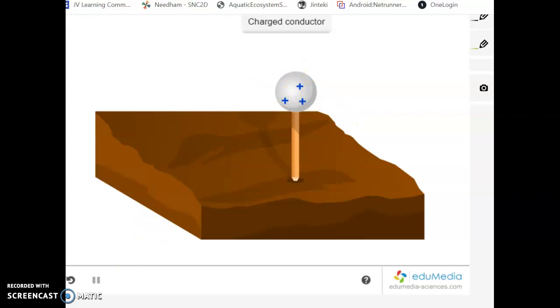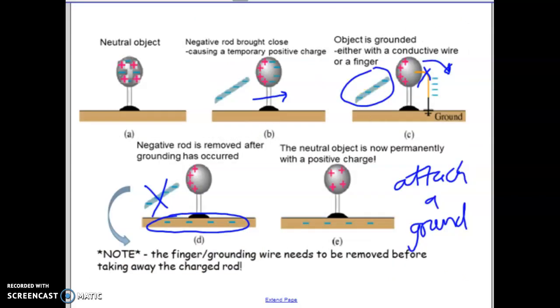we now have a permanent positive charge. The same thing can happen when you have a positive rod, but the difference is instead of repelling electrons to leave the sphere, electrons will be attracted to come into the sphere.